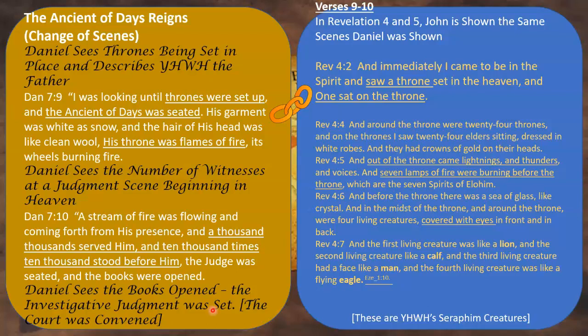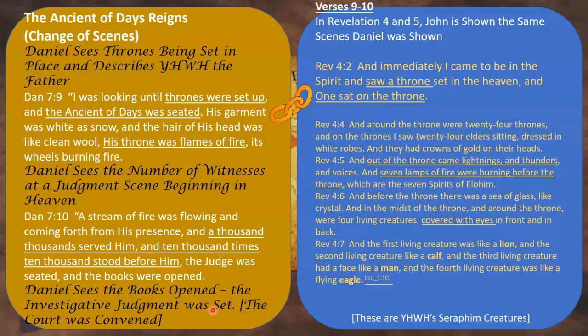Now, in our study book, these verses are connected to Revelation, chapter 4 and chapter 5. So verses 9 and 10 in Daniel chapter 7 are connected to chapter 4 and 5 of Revelation. John is shown the same scenes Daniel has shown.